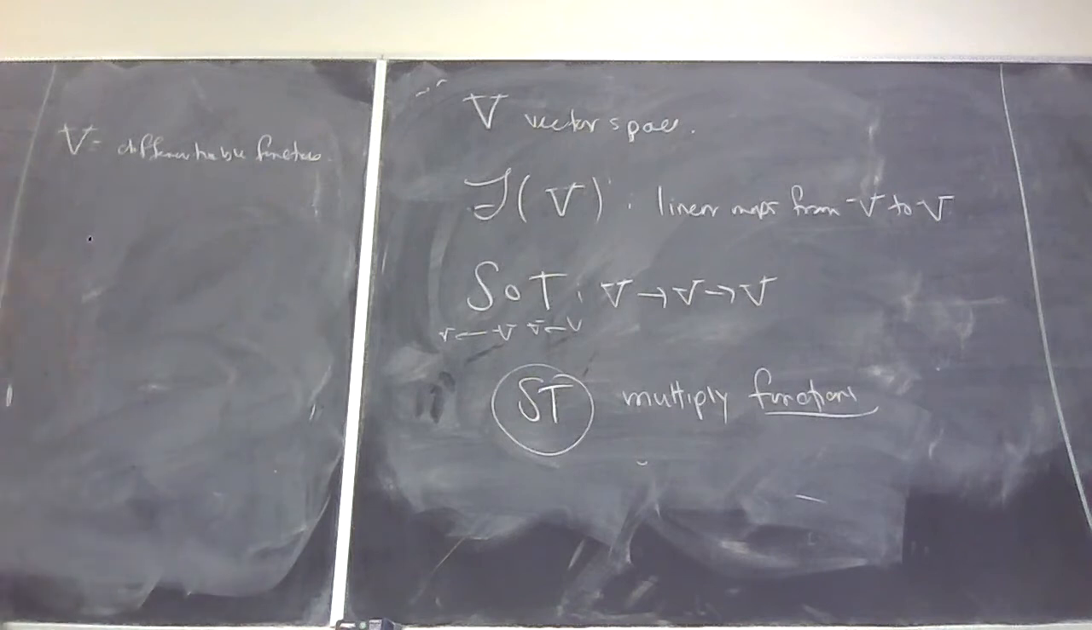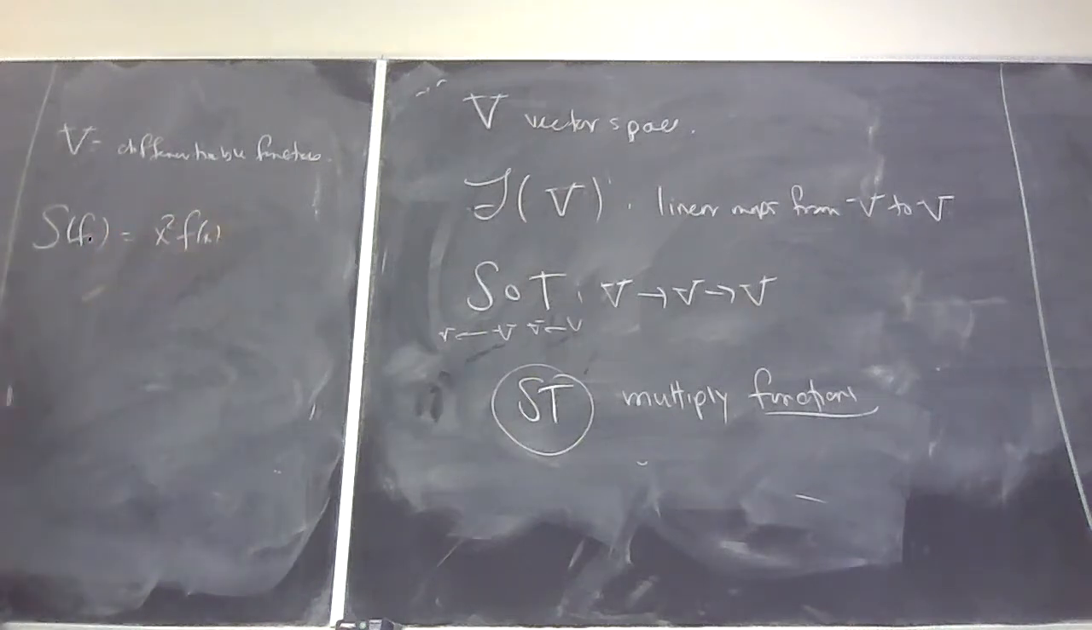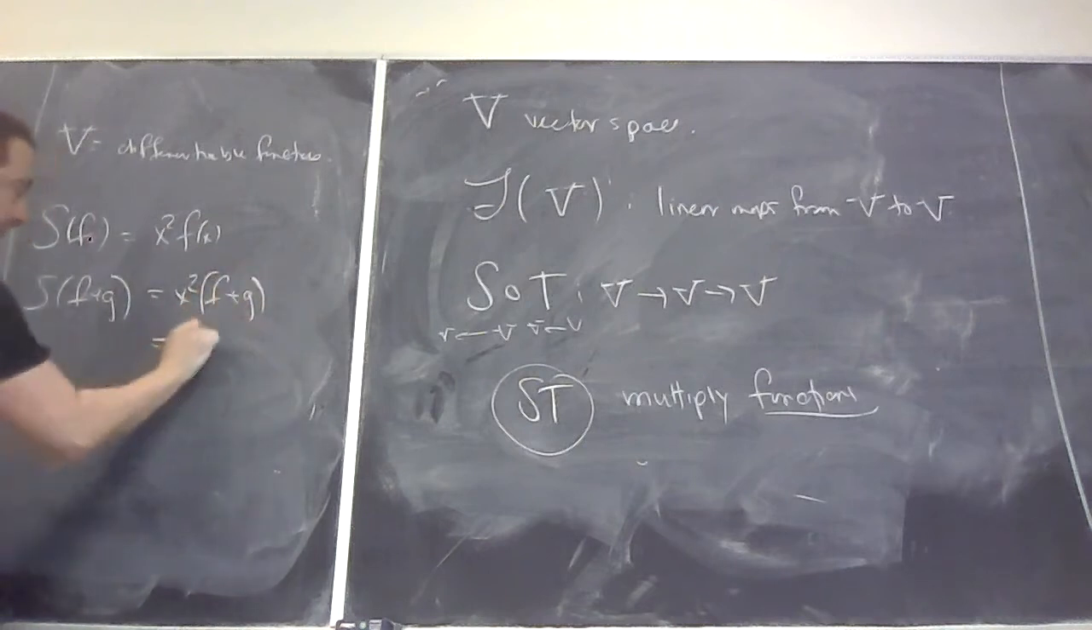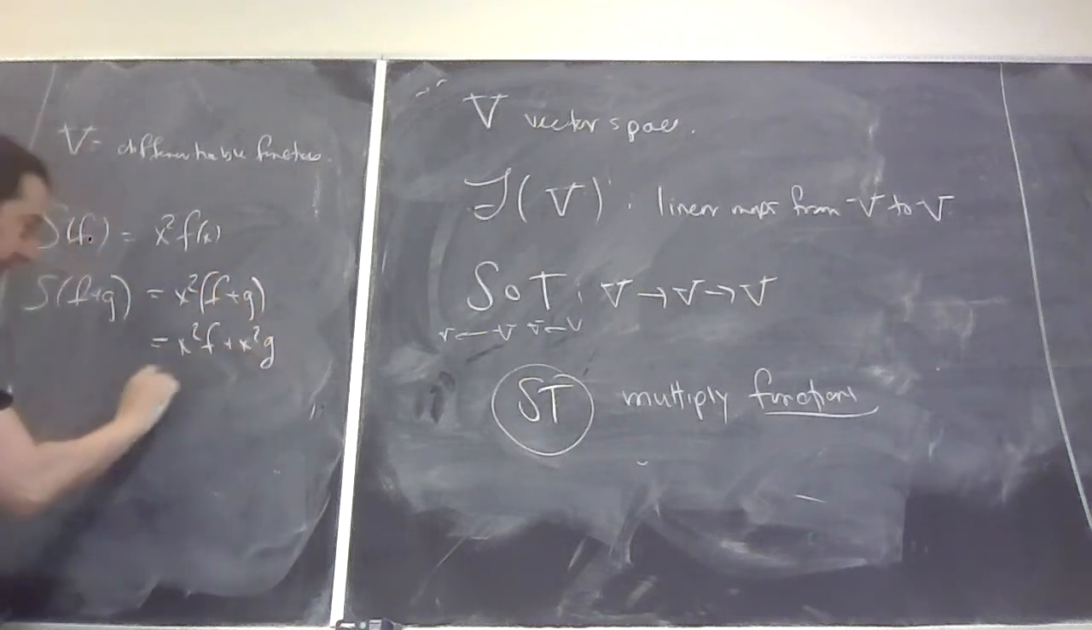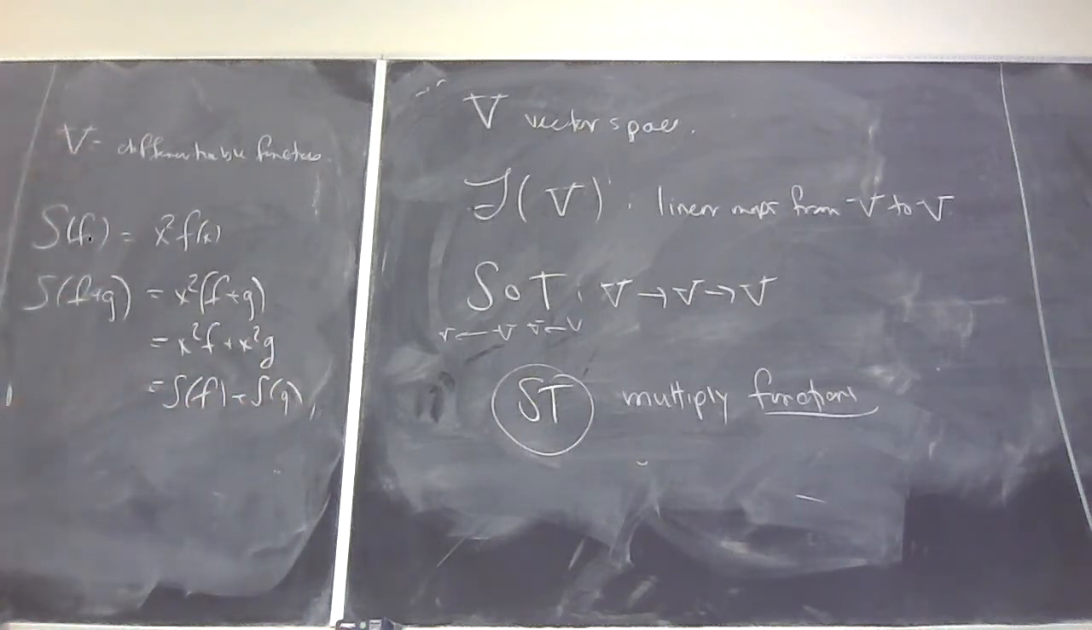Functions that you could take derivatives of, that's a perfectly good vector space. So how about I let my function S be equal to S of a function f that lives inside the space of differentiable functions. Maybe I take x squared and multiply it by f of x. That's a linear operation because if I did S of f plus g, well, x squared times f plus g is x squared f plus x squared g, which is S of f plus S of g. This is a perfectly good linear function on the vector space of differentiable functions.